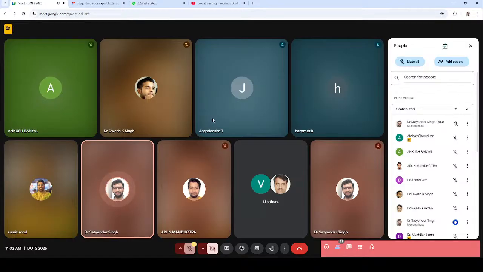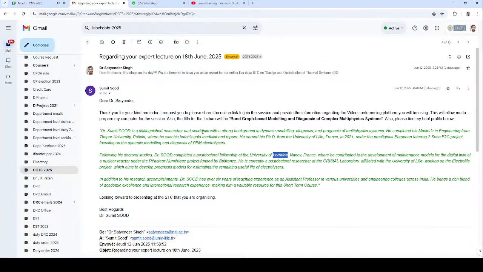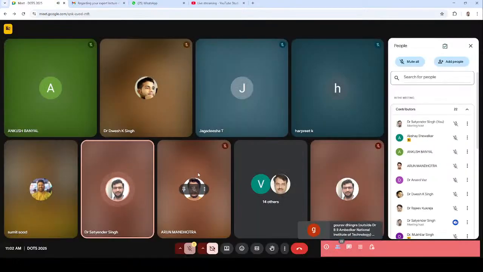During one of the discussions, he told me he was working on one of the projects on green hydrogen, where they are using bond graph and other optimization techniques. So today's lecture, he will be delivering on bond graph-based modeling and diagnosis of complex multiphysics systems. So I hope that it will be a great learning experience for all of you.